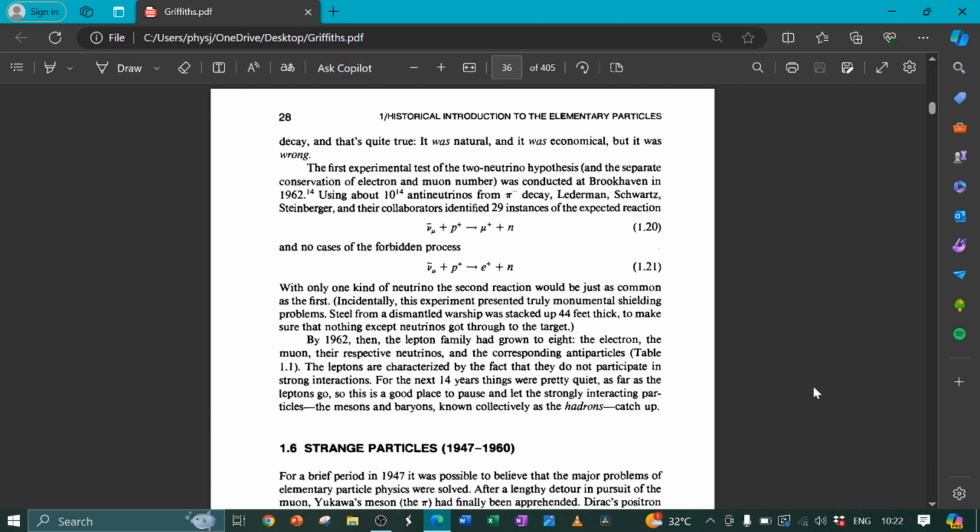Incidentally, the experiment presented truly monumental shielding problems. Steel from a dismantled warship was stacked up 44 feet thick to make sure that nothing except neutrinos got through to the target. By 1962, then, the lepton family had grown to 8: the electron, the muon, their respective neutrinos and the corresponding antiparticles. Table 1.1.